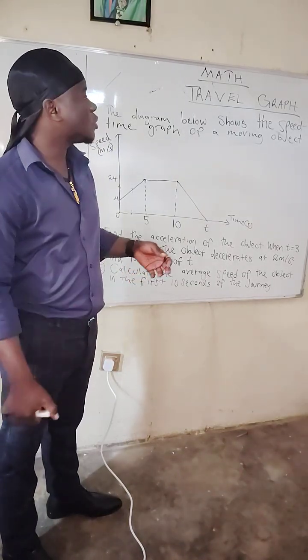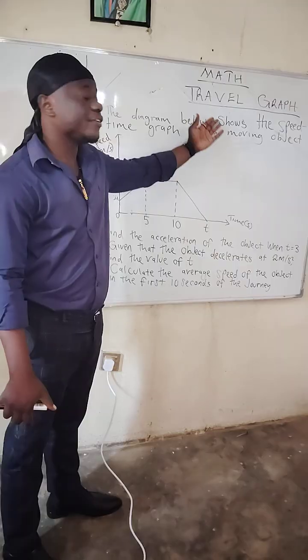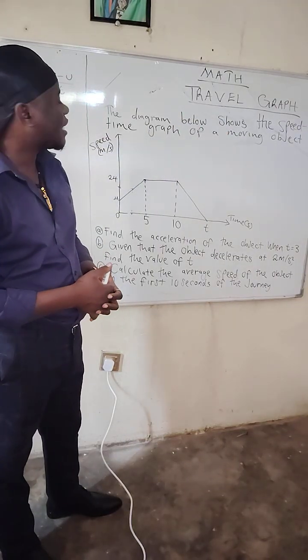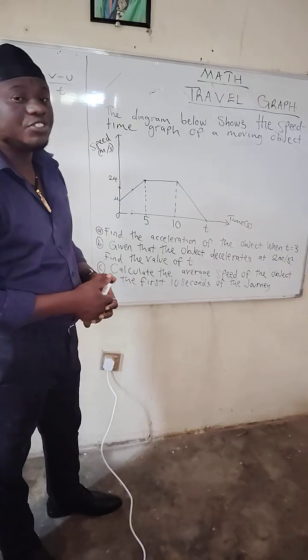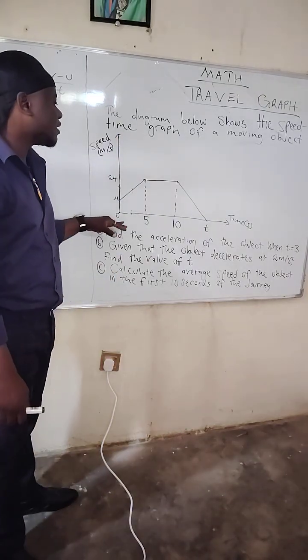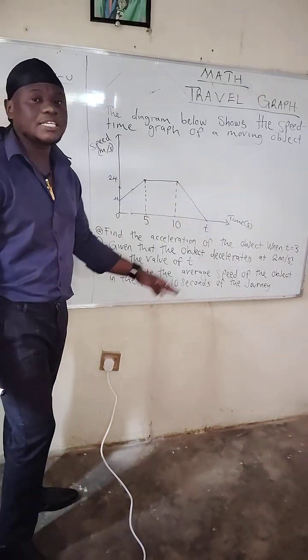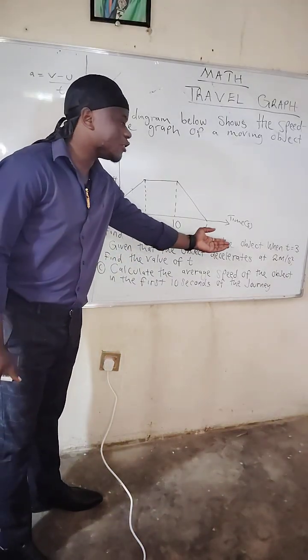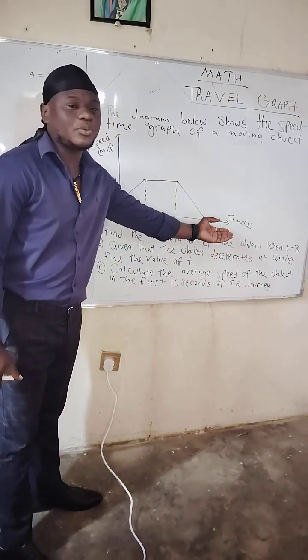So today we are going to answer a question on travel graph, which reads: the diagram below shows the speed-time graph of a moving object. Here we have speed and here we have time. Now the question is saying calculate the acceleration of the object when t is 3.